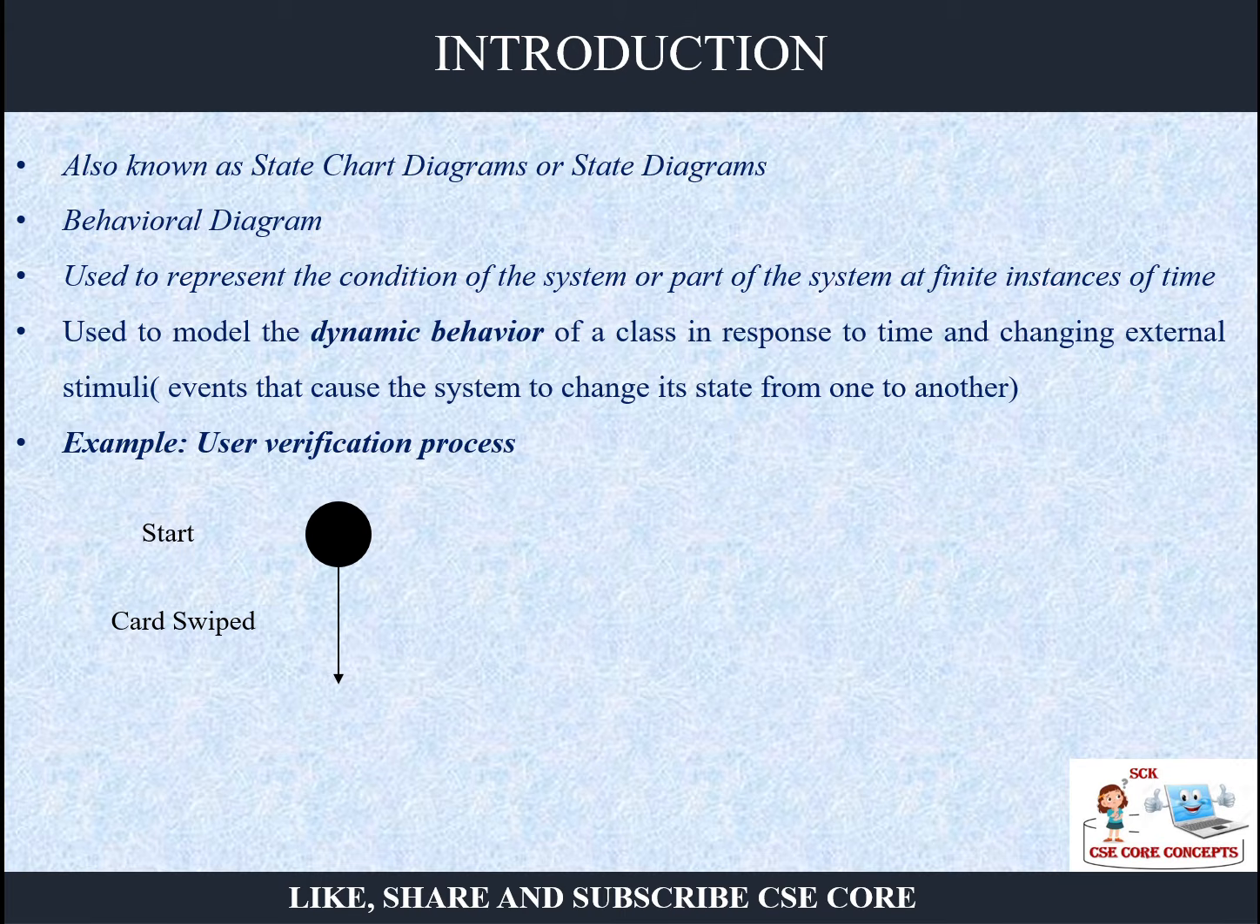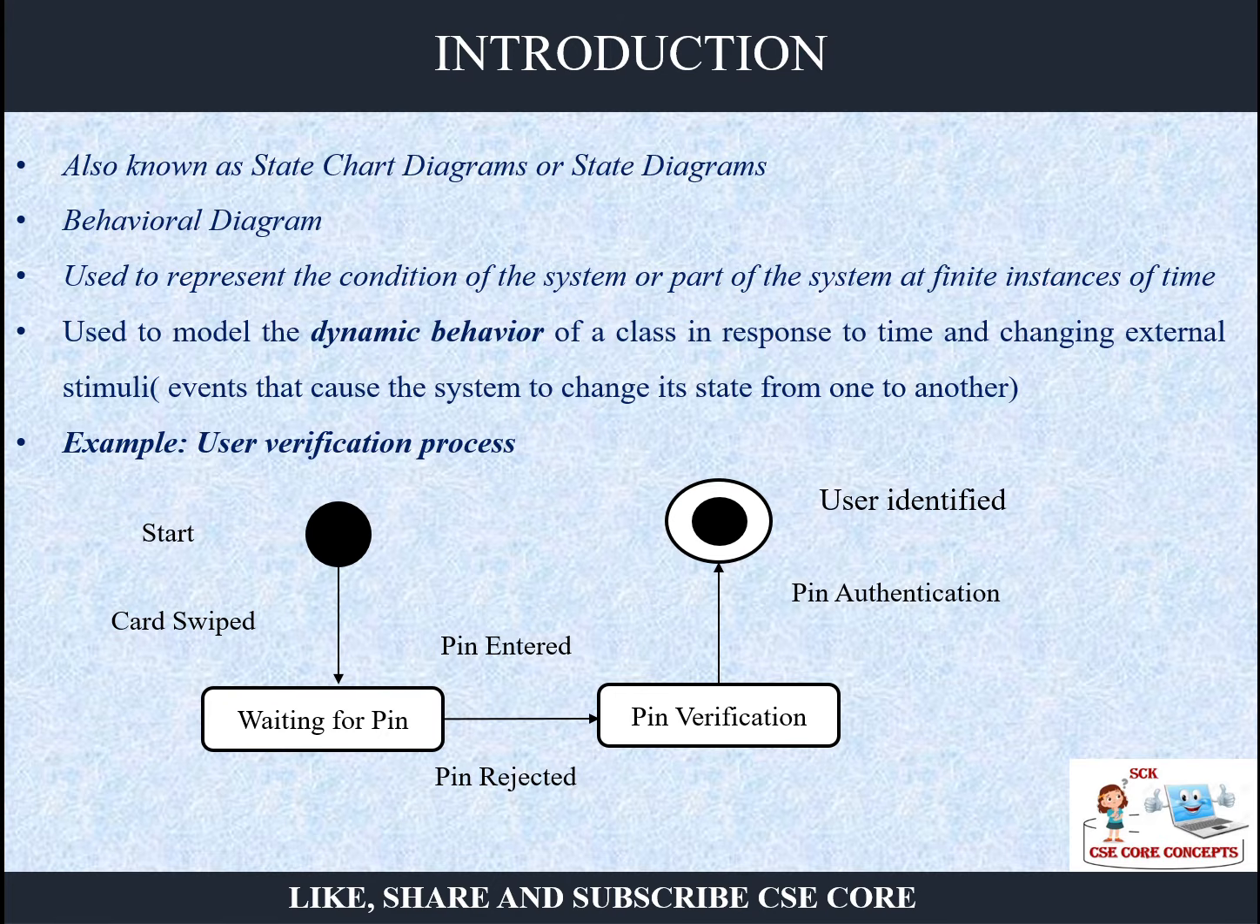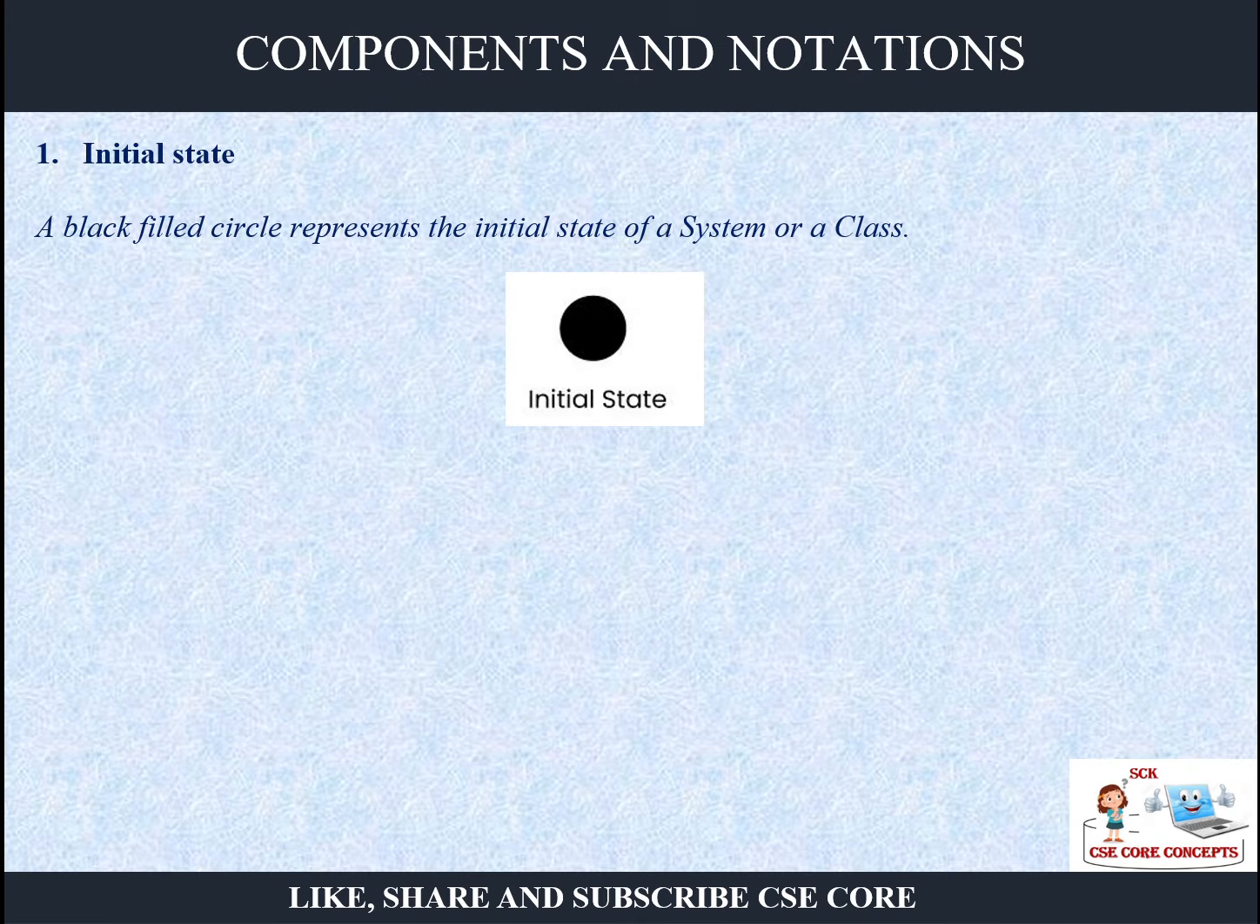So for example, if you are performing a user verification process, you swipe a card and the system is waiting for your PIN. So it is in which state? It is in a waiting state. Then when you enter the PIN, it goes to a verification state. So this way it either gets rejected or it gets authenticated, and so on. The state keeps on changing due to some external stimuli. Stimuli means events.